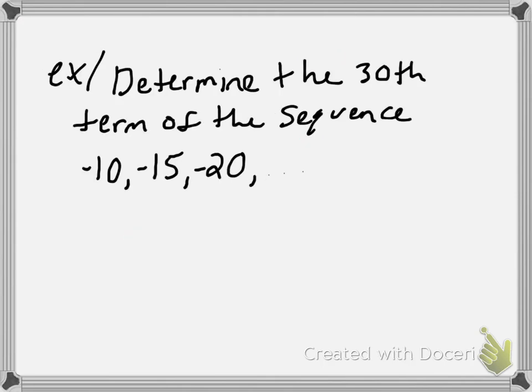Alright, so this one we're going to determine the 30th term of the sequence. Again, we have to determine what's happening each time. Are we adding something each time, or are we multiplying by something each time? In this one, I'm going from negative 10 to negative 15 to negative 20, so I'm adding a negative 5 each time. That means my common difference is negative 5.